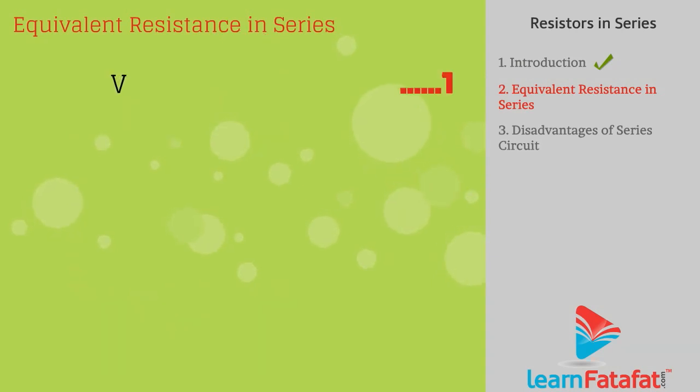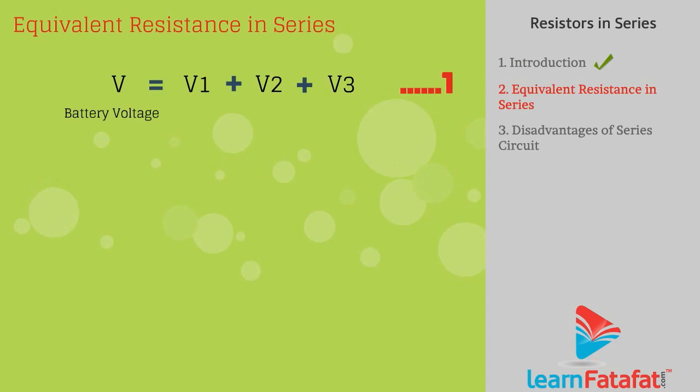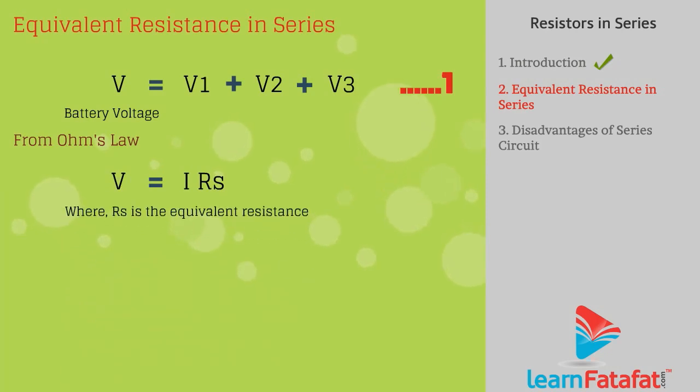We also observe that the battery voltage is equal to the addition of the voltage readings shown by the 3 voltmeters. That is, V is equal to V1 plus V2 plus V3. Consider it as relation 1. From Ohm's law, we have V is equal to I into Rs, where Rs is the equivalent resistance of the circuit.